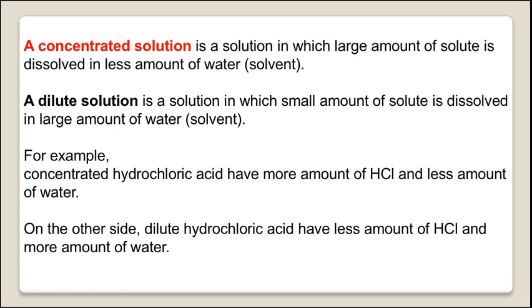Like if I take the example of HCl, dilute HCl will have less amount of HCl, whereas more amount of water in it. That means it has 90% water and 10% acid. Thus they are known as dilute solutions. You can say dilute acids. Concentrated solutions are basically dehydrating agents.